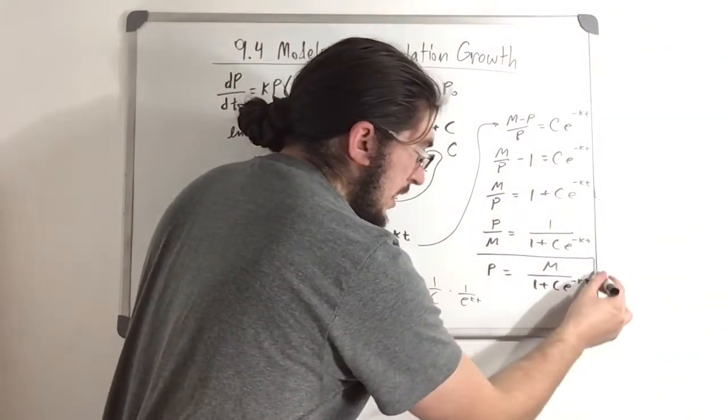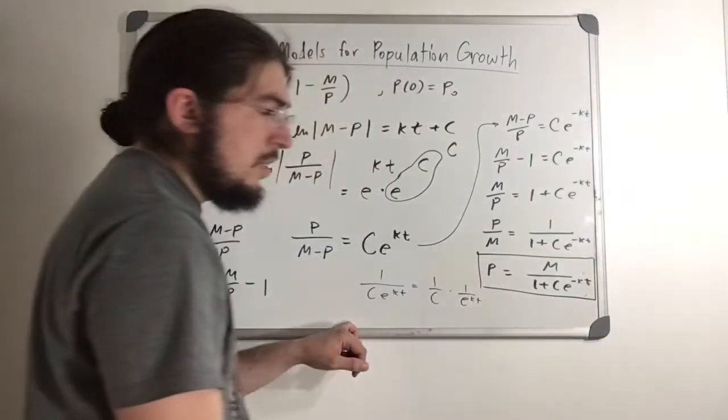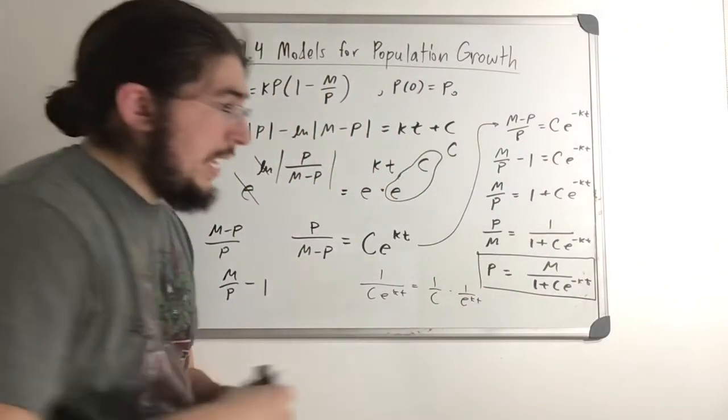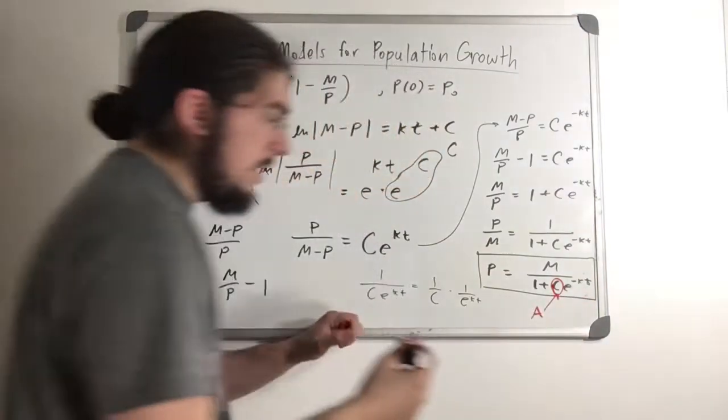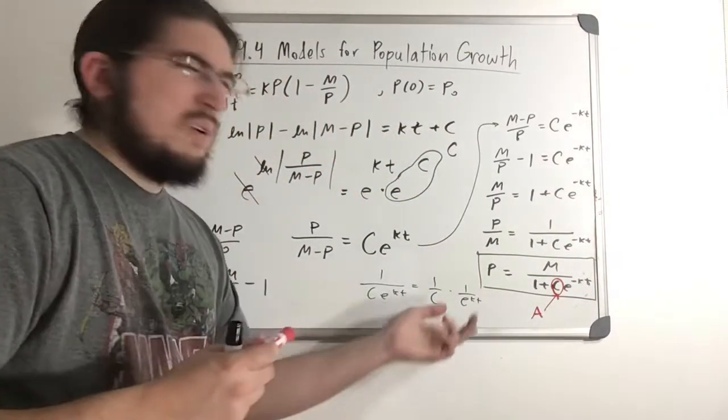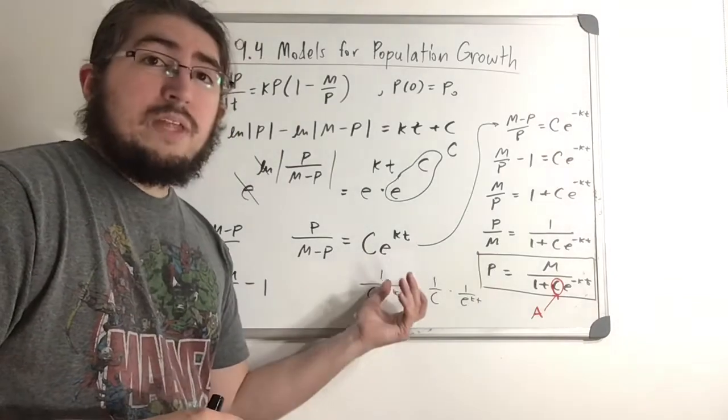The only thing is, and you'll see this if you look in the book, the book refers to this c as capital A. So I'm calling it c, but the book calls it capital A. And whatever you want to call it, I guess we'll go with the book and call it capital A. We'll solve for that right now.